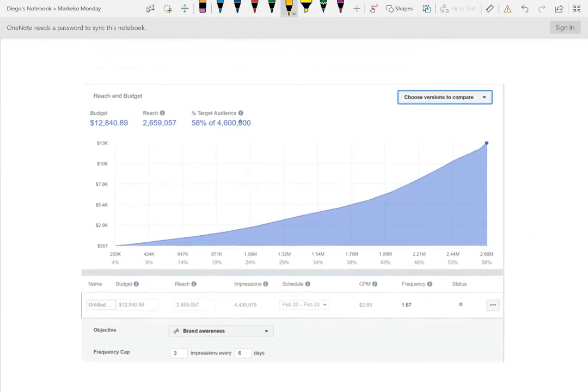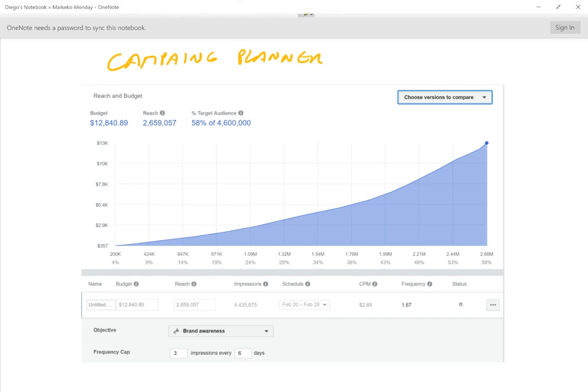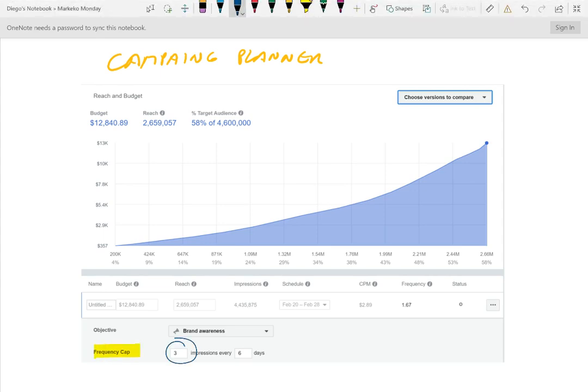And so if you look at your campaign planner, and this is a tool you want to be able to use, or at least know that it exists. What the campaign planner does is 2 things. One is, as I explained, it allows me to set up a frequency cap. And so it says 3 impressions every 6 days.